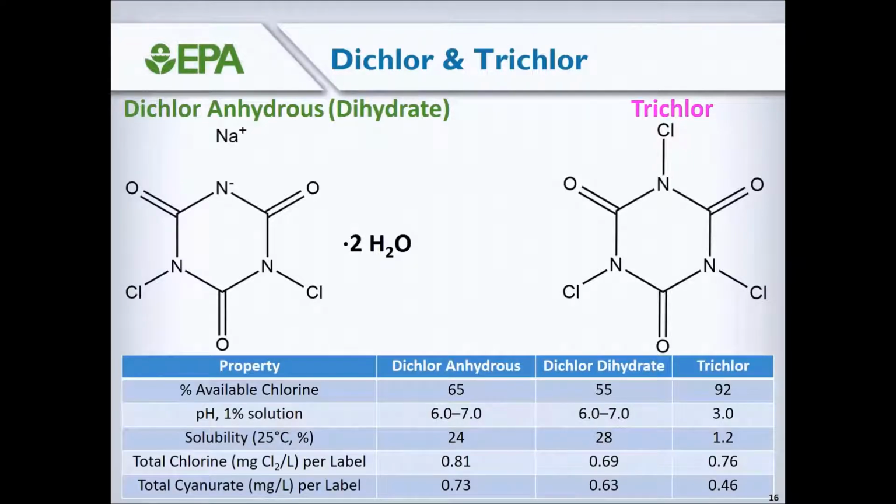And then on this table here, I've summarized in your notes some properties of the chemicals. It lists the percent available chlorine, which ranges from 52 to 92%. As you would expect, trichlor has an additional chlorine on its structure, therefore it has a higher percent chlorine. Concentrated solutions of dichlor have a relatively neutral pH, while solutions made up of trichlor are actually acidic. Because dichlor is a salt, it is more soluble than trichlor and dissolves faster in water. And then finally, I've provided the total chlorine and total cyanurate that you get if you make up the chemicals at the doses given on their FIFRA labels, which is 1 ounce to 6,000 gallons or 1 ounce to 9,000 gallons, just as a reference for your notes.